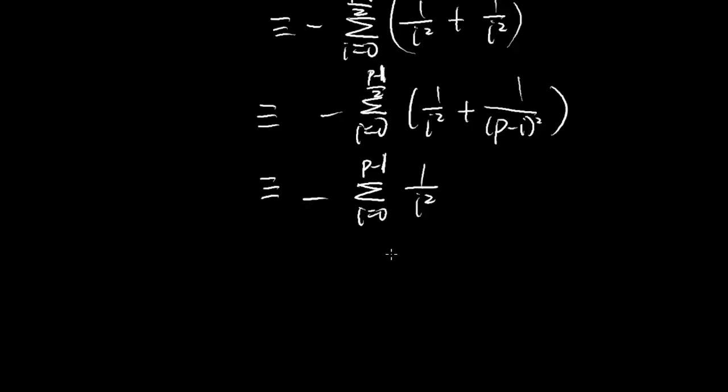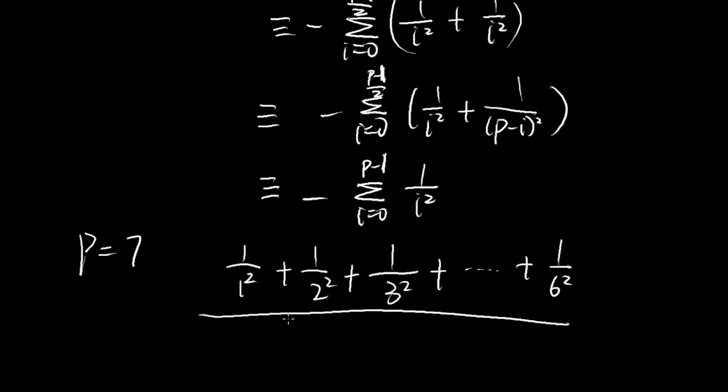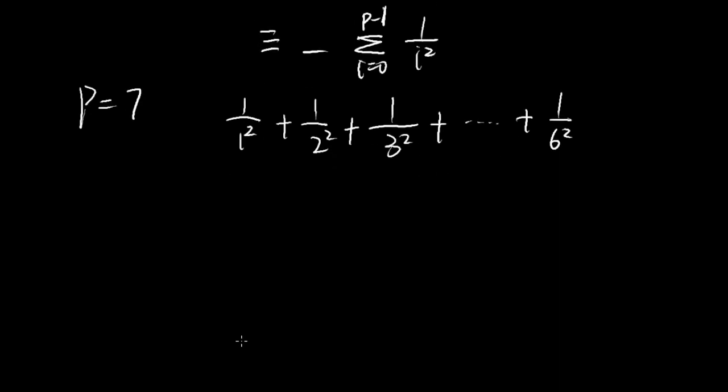And what we can perceive is that it's about what we see here. For example, if p is 7, we get 1 over 1 squared plus 1 over 2 squared plus 1 over 3 squared, all the way to 1 over 6 squared. Does this remind you of something? Yes, we are able to sum this sequence. This is a sequence of the first n squares, right? It is equal to n times n plus 1 times 2n plus 1 over 6.